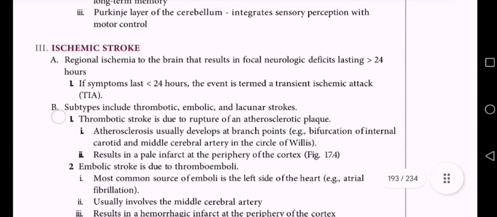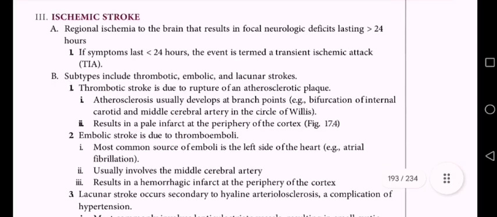Embolic stroke is due to thromboemboli, as given the name embolic. Most common source of emboli is the left side of the heart, atrial fibrillation. It usually involves the middle cerebral artery and results in a hemorrhagic infarct at the periphery of the cortex. Knowing this, you should definitely work hard on neuroanatomy. It will definitely help you map out all the structures of the brain that are being discussed here.